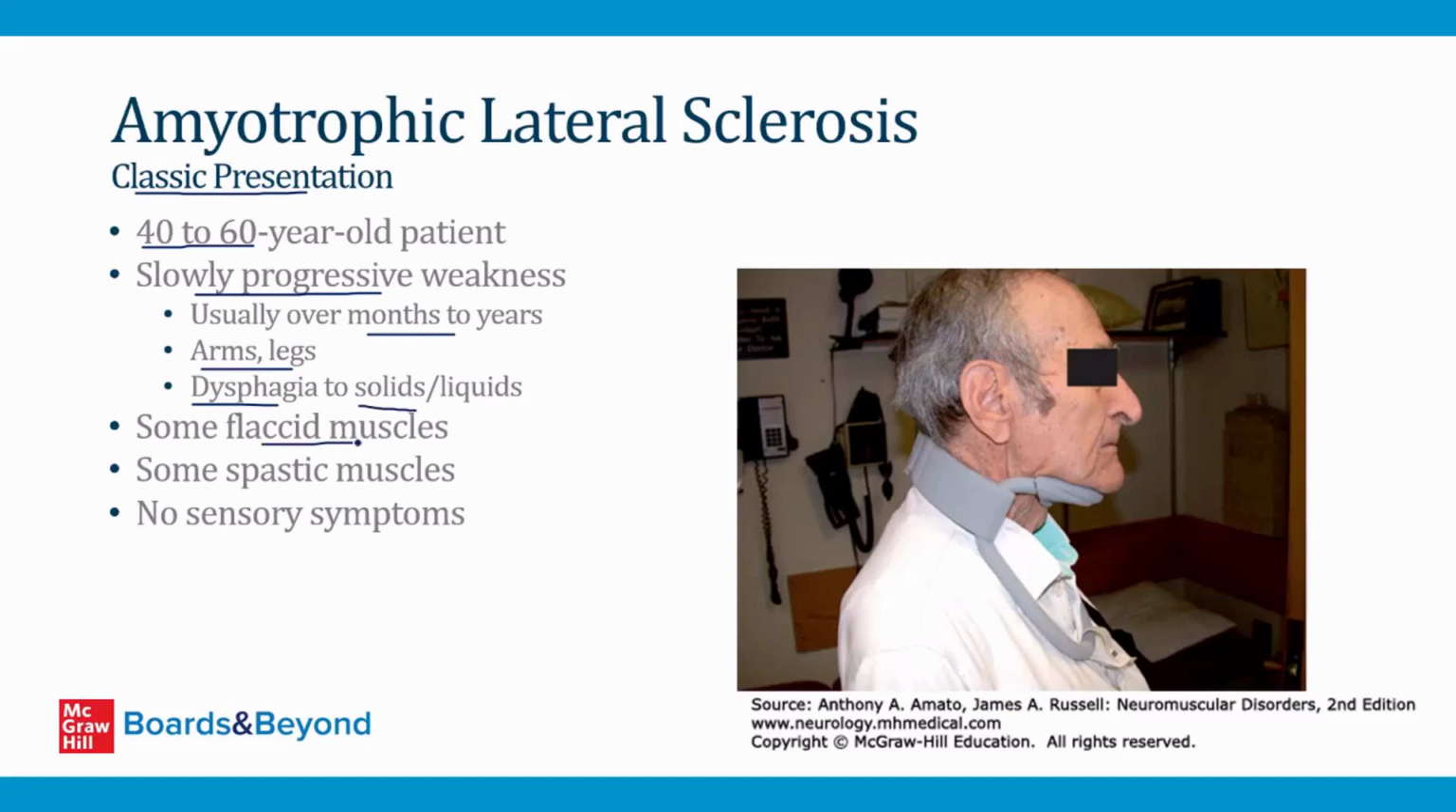These are muscles that have lower motor neuron lesions associated with them. And some will be spastic. These muscles have upper motor neuron lesions associated with them. And then finally, there should be no sensory symptoms. And this is a picture of a man with ALS here. He has to wear a neck brace to keep his head up because his muscles have become weak.